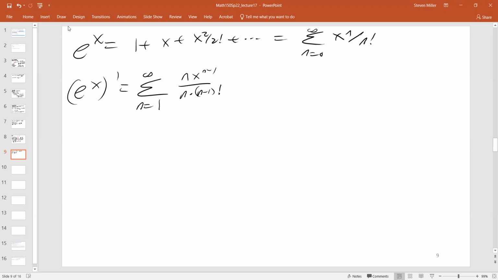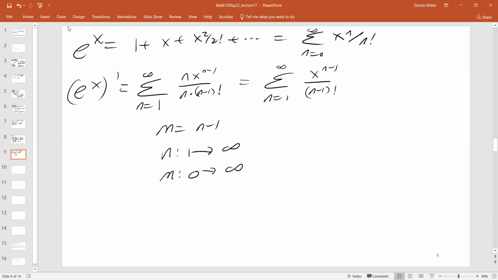Well, this is then just the same as the sum, n goes from 1 to infinity of x to the n minus 1 over n minus 1 factorial. Let's let m be n minus 1. As n goes from 1 to infinity, m is going to go from 0 to infinity. And we get that the derivative of e to the x is just the sum, m goes from 0 to infinity, x to the m over m factorial, which is e to the x. So if we use this as our definition of the exponential function, we get very easily that the derivative of e to the x is just e to the x.